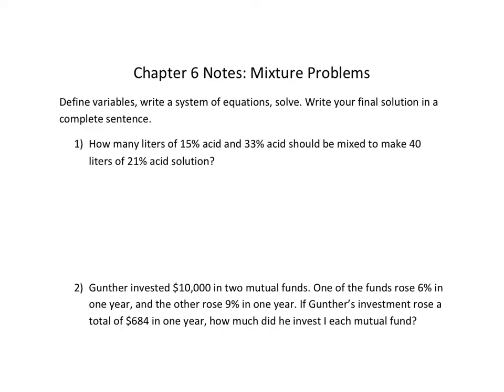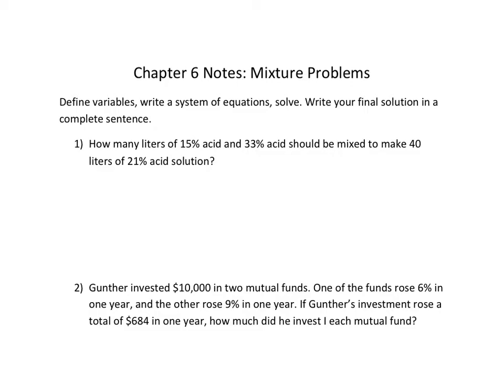All right, we're going to be doing systems of equations still in chapter 6, but we're going to be focusing on mixture problems right now. So your directions are define variables, write a system of equations, solve, and then of course write your answer in a complete sentence. Now for this lesson, I am only going to show you how to define a variable to set up. We can talk about how to solve it, but I'm not actually going to take the time to go through and solve all of them.